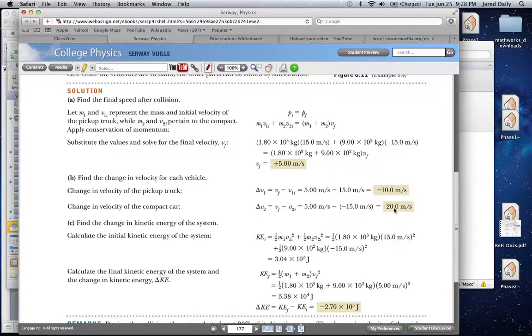So the smaller car has a much bigger change in velocity, magnitude-wise, even though the direction is in the opposite direction. And that's why it's a worse experience for them, because it's a bigger acceleration in the same amount of time.